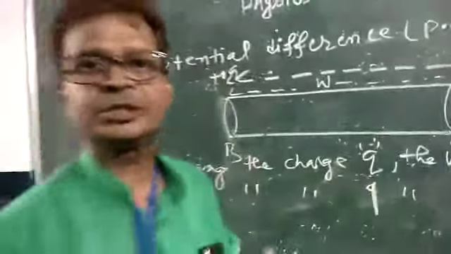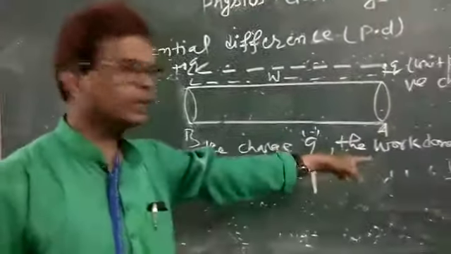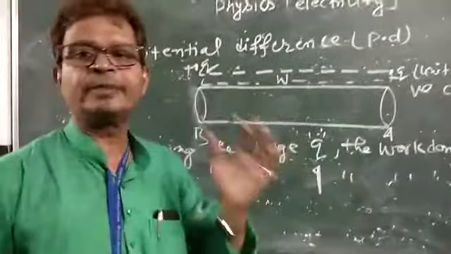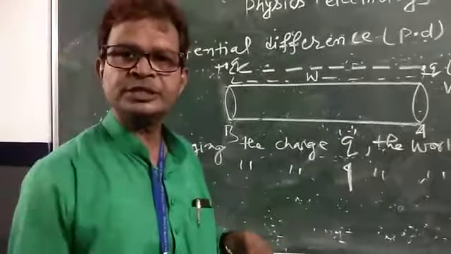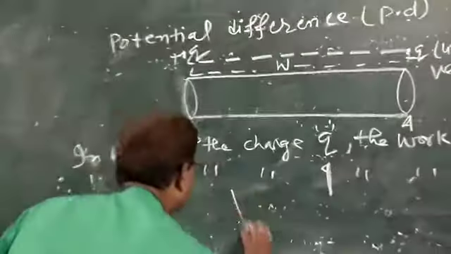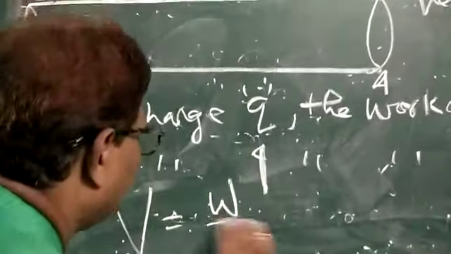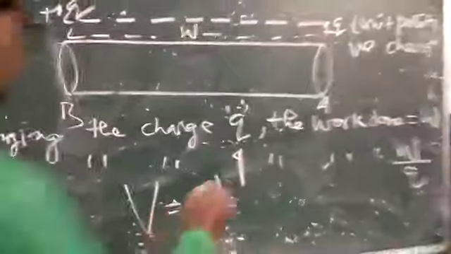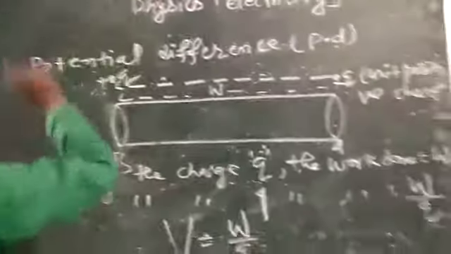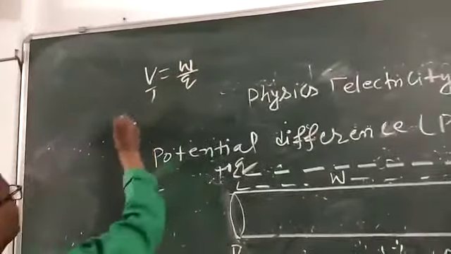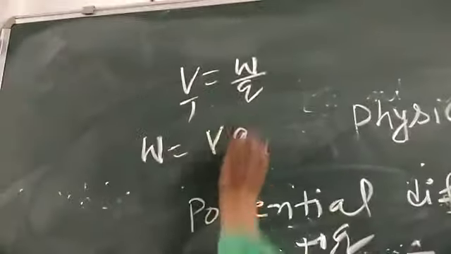And according to the definition of electric potential, the work done in bringing unit positive charge from one terminal to the other terminal in the electric field is said to be potential difference. So, if potential difference is represented by V, then V is equal to W by Q. Therefore, work done is equal to VQ.